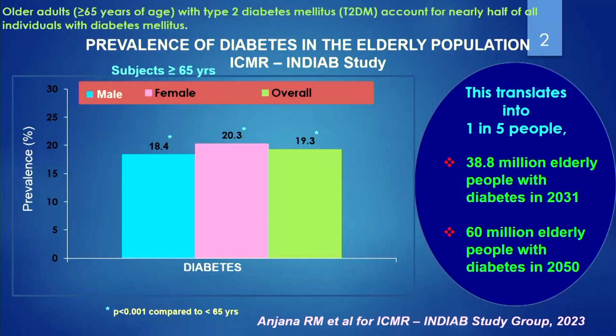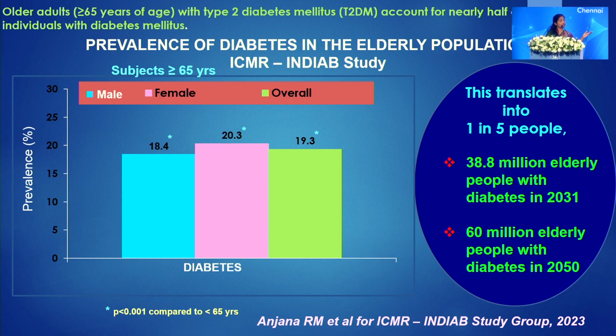So age of the patient is what we guess. There are some pros and cons of that, and I will dwell into it a little further. We are going to get more and more elderly. Our ICMR-INDIAB study did show that diabetes is more prevalent in the elderly, and it translates to almost 1 in 5 people. More older adults are going to walk into your consultation because it is exponentially increasing. By 2050, you will have 60 million elderly, thanks to longevity.